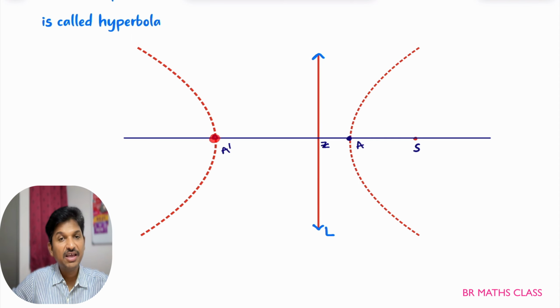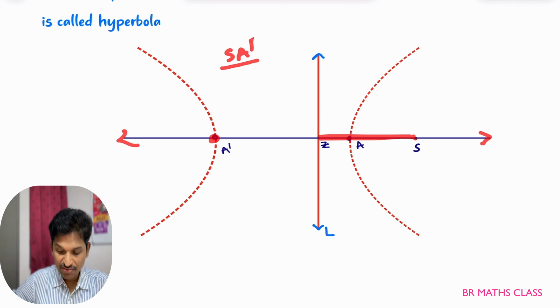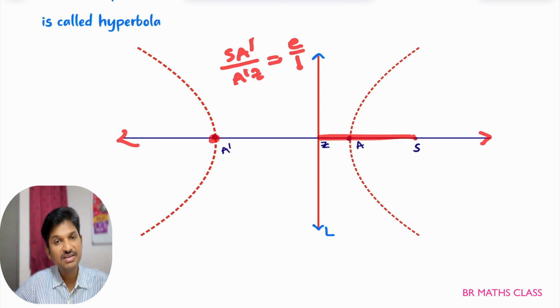If you observe, A dash is not in between S and Z, but it is on the line SZ. It is on the line SZ, but not in between. So A dash is also a point on the hyperbola, right? So SA dash divided by A dash Z. That means A dash divides SZ externally. This is also eccentricity, which we can write as E by 1.